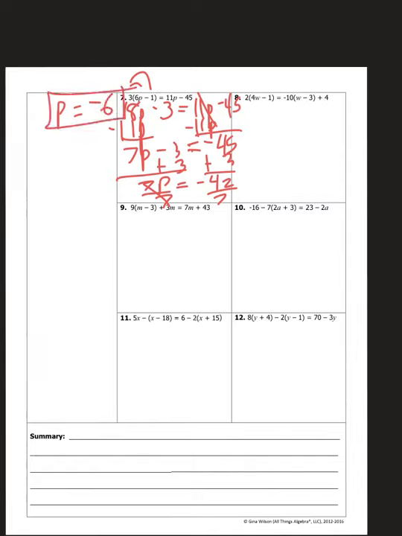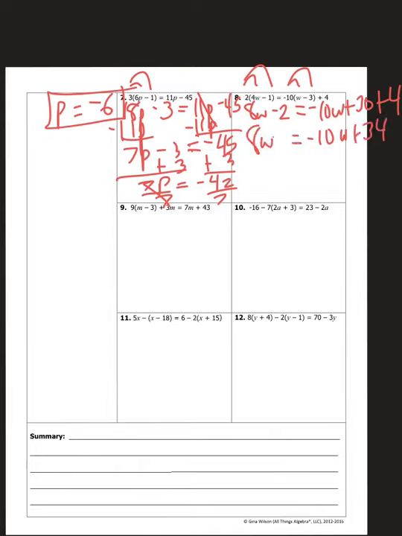Number 8. Distribute 2. Distribute negative 10. Rewrite the equation. 8w minus 2 equals negative 10w plus 30 plus 4. Combine like terms, plus 30 and 4. So we actually are combining like terms here. Plus 34 equals 8w minus 2.